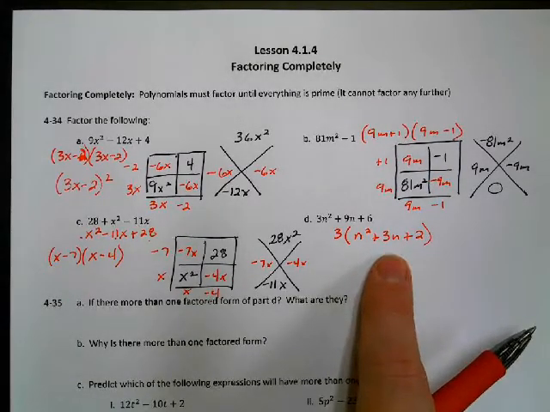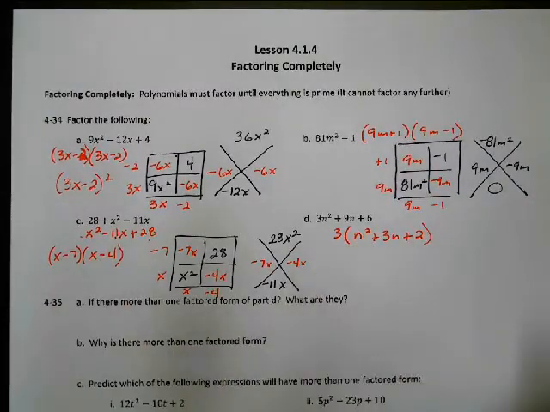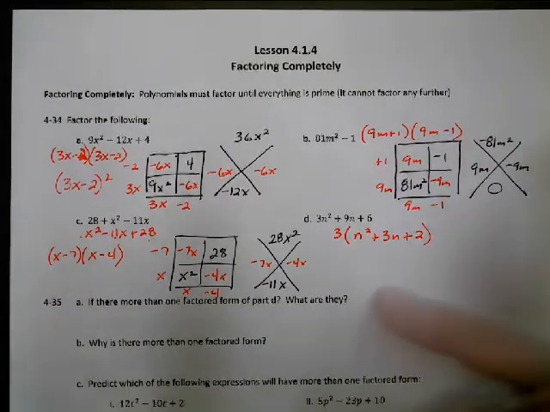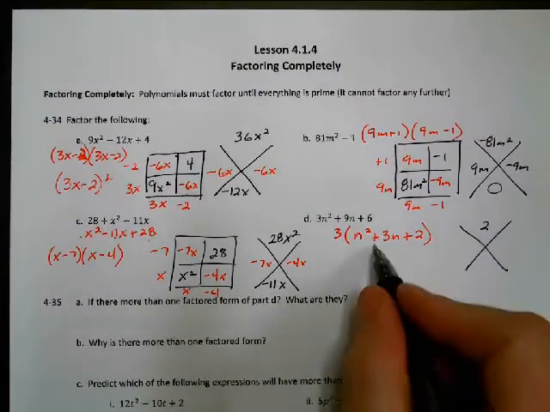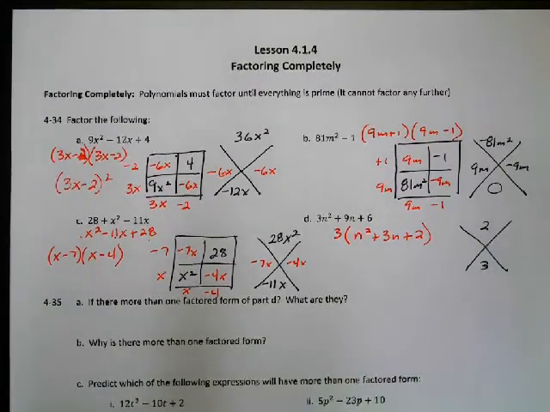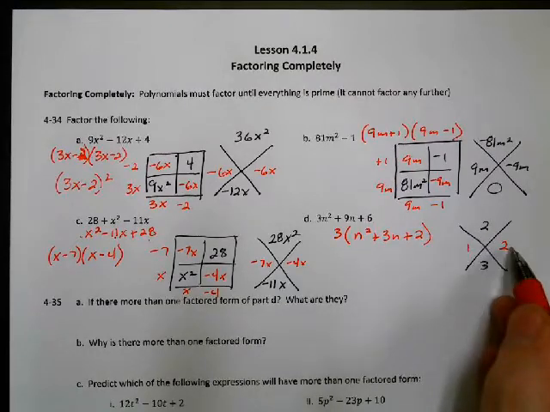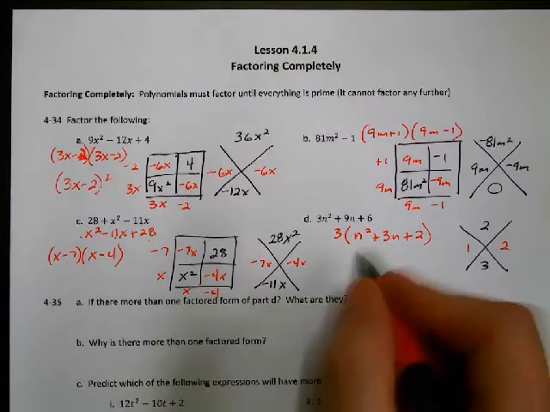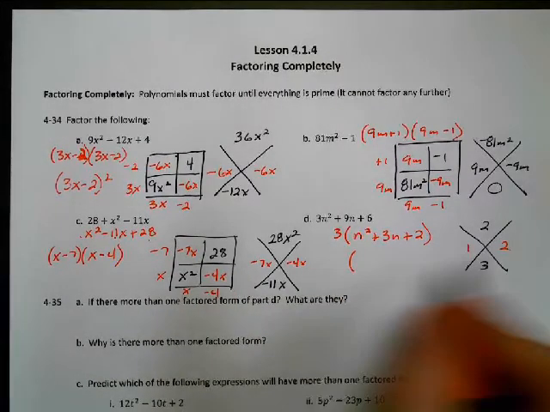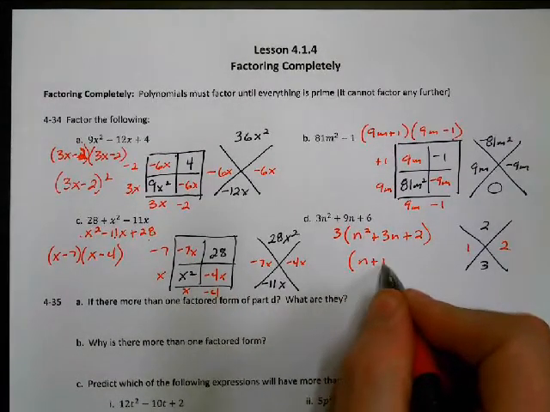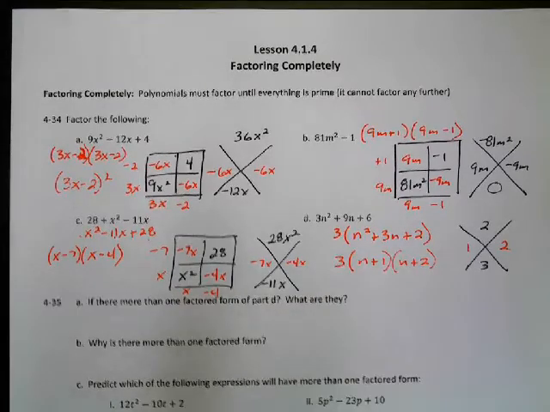And like we were saying before, since it's missing the leading coefficient now, all I have to do is look for what multiplies to give me 2 and what adds to give me 3. And this is pretty obvious. It's 1 times 2. 1 times 2 is 2. 1 plus 2 is 3. So I can skip doing this whole box thing, and this is going to be n plus 1, n plus 2. And then the 3 is outside still.